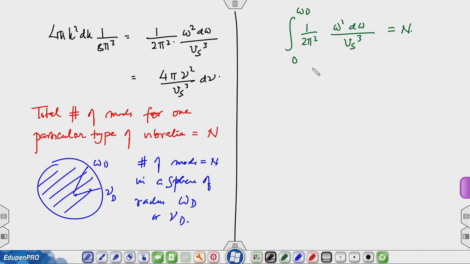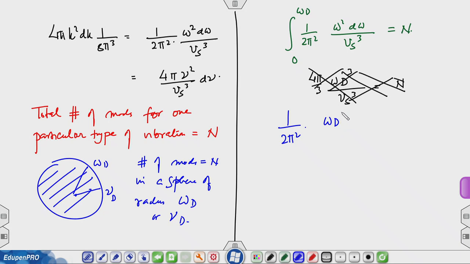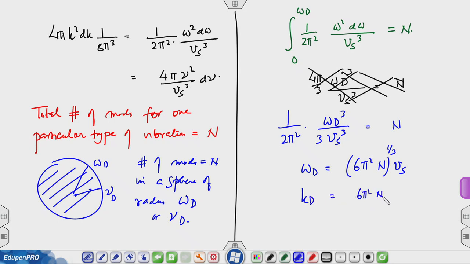So, this gives you basically that 4 pi by 3 omega d cubed over Vs cubed equals n. Is that correct? No, this is not correct. This gives you 1 over 2 pi square omega d cubed over Vs cubed times 3 equals n, or omega d equals Vs times 6 pi square n raised to 1/3, or Kd is equal to 6 pi square n raised to 1/3, where n is the number of atoms per unit volume.